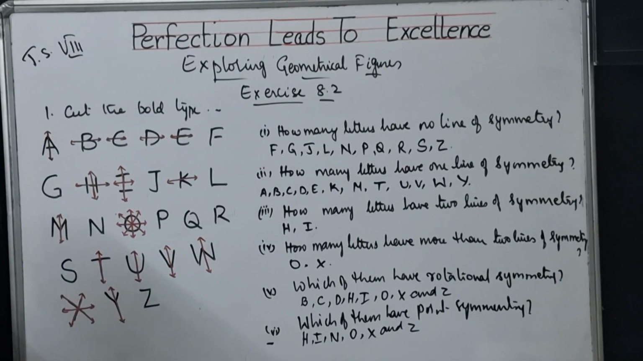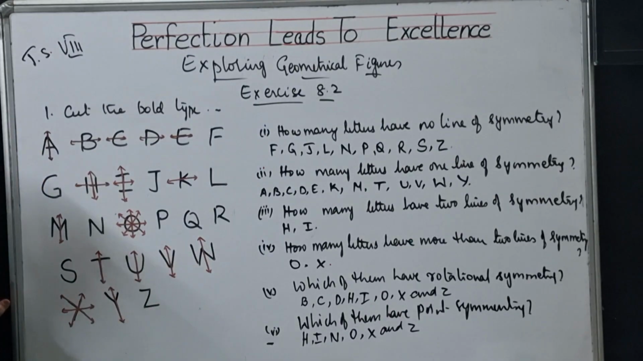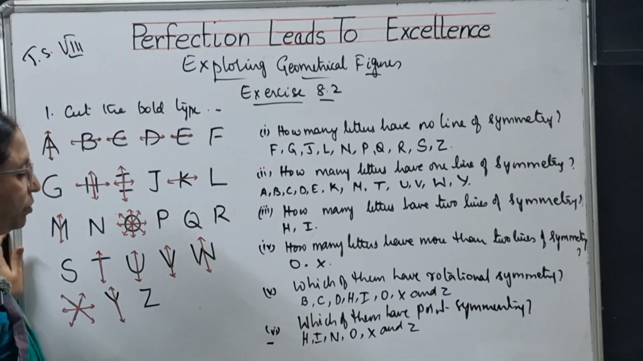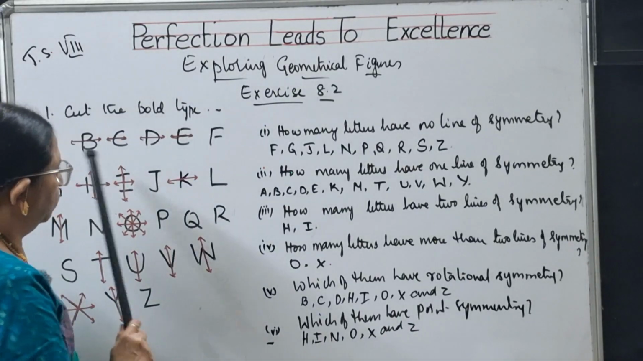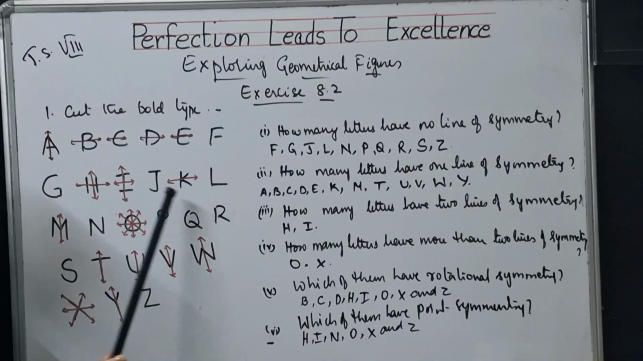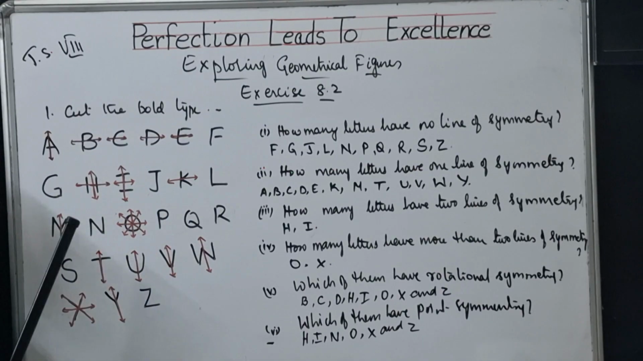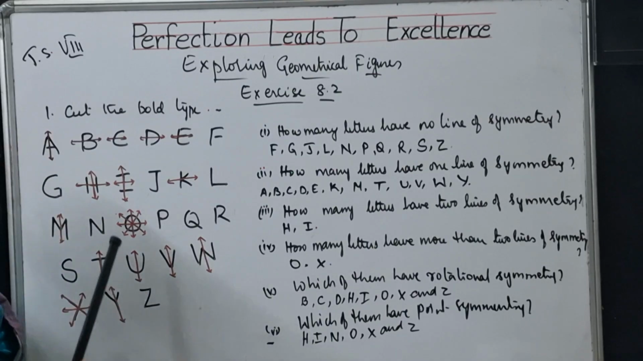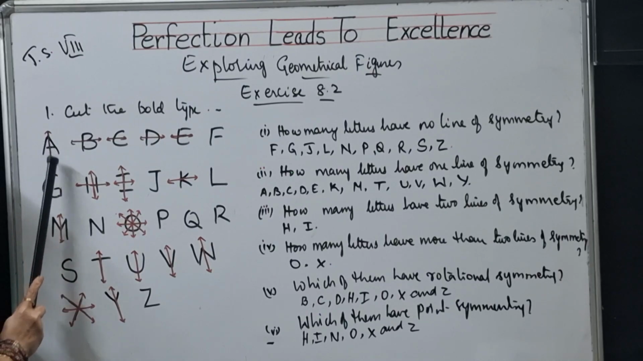Now, 8.2 exercise, children. Cut bold type English alphabets and paste in your notebook. Draw possible number of lines of symmetry for each of the letters. Now, what I did, I have written A to Z English alphabets, and with another colored marker, I have marked the lines of symmetry.